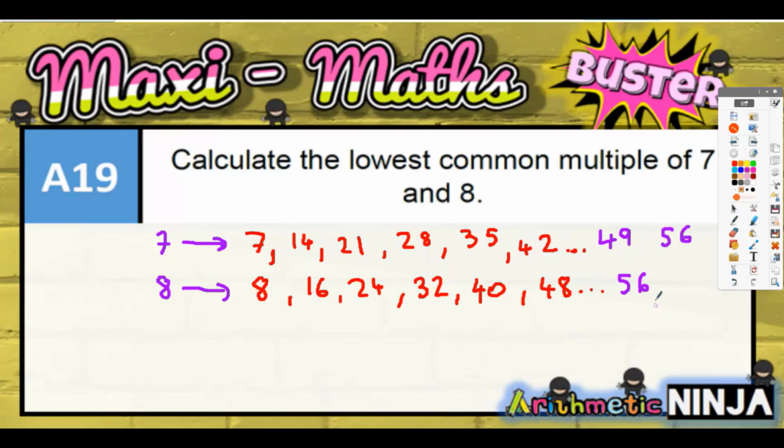And now we can stop, because for the first time, we've got a number appearing in both lists, and that number is 56. Therefore, the lowest common multiple, which we can shorten down to LCM, is 56.